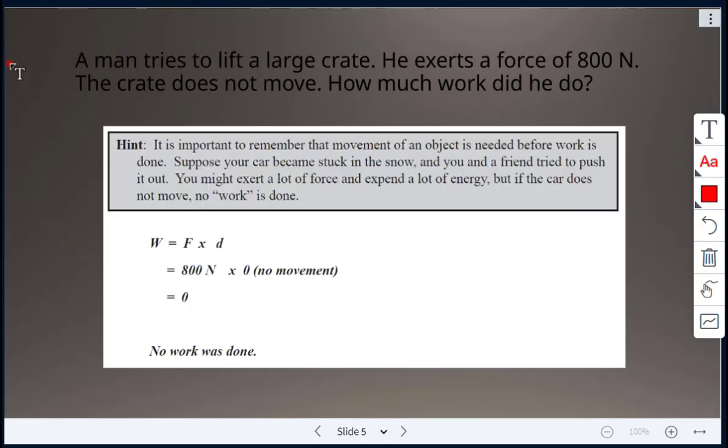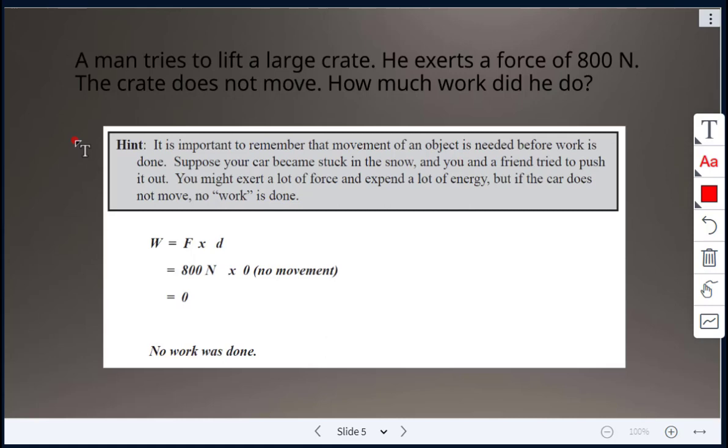Okay, let's take a look at this example. A man tries to lift a large crate. He exerts a force of 800 newtons. The crate does not move. How much work did he do? It's important here to remember that distance is required. Since there was no distance, there was no movement, he didn't do any work. So 0 work was done. Important to remember that the movement of an object is required for work to be done.